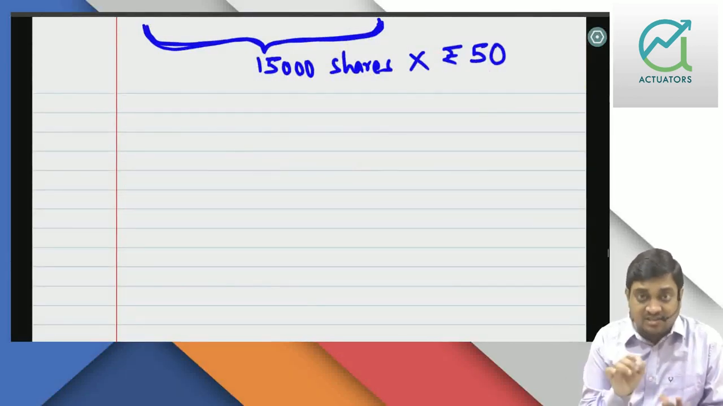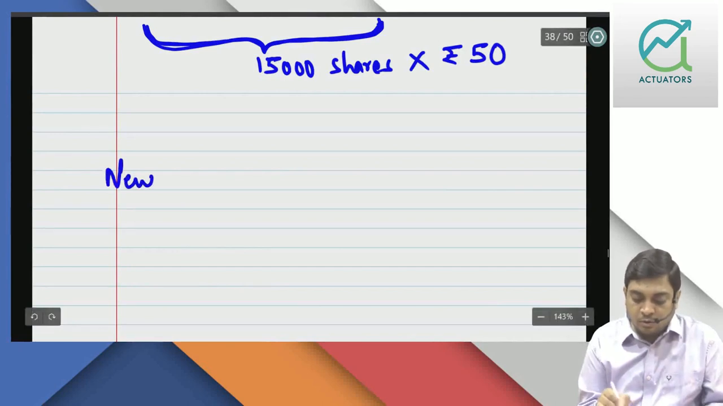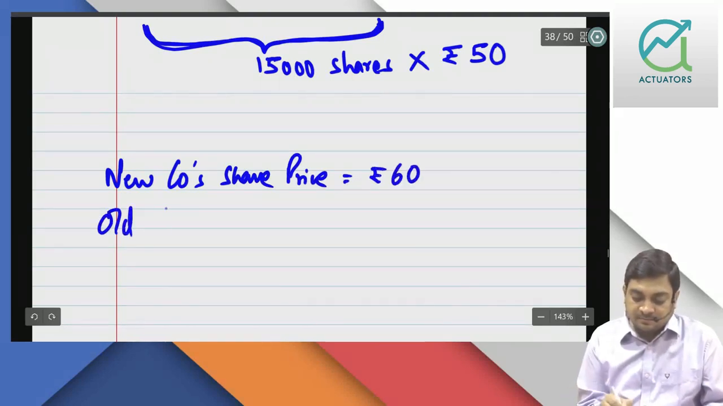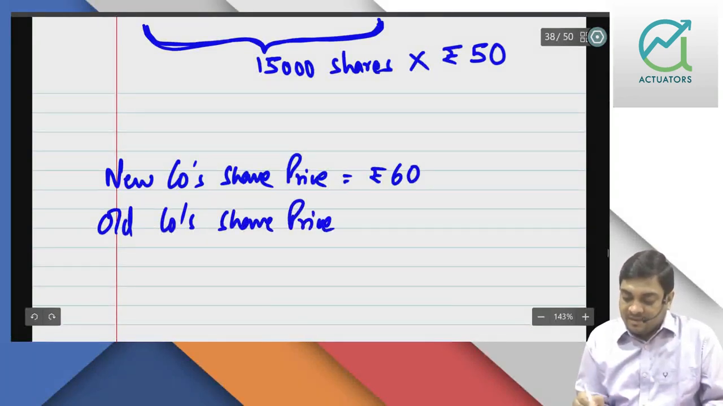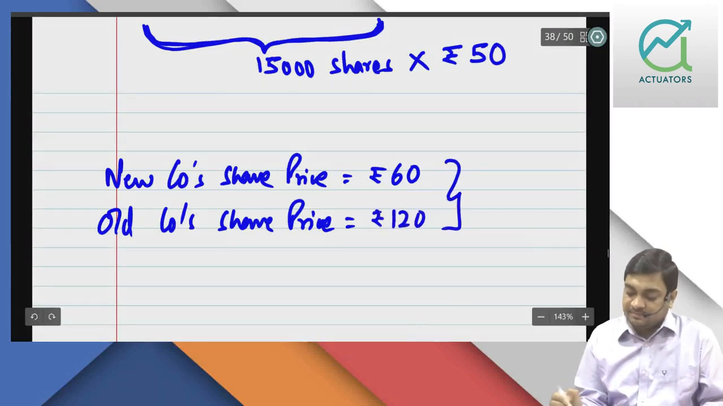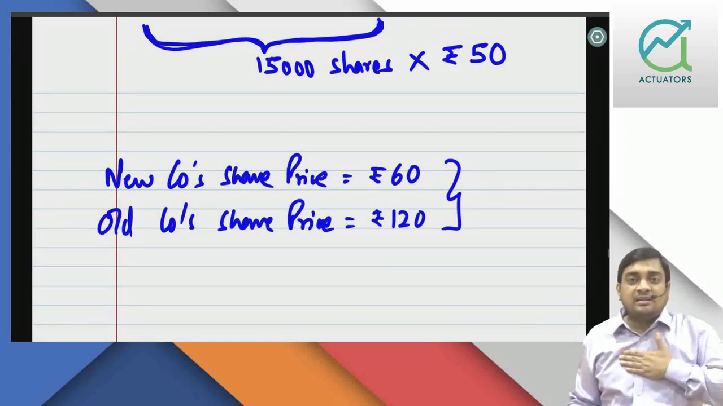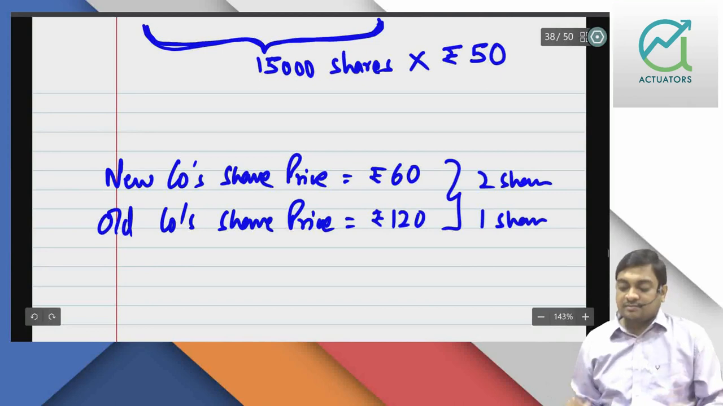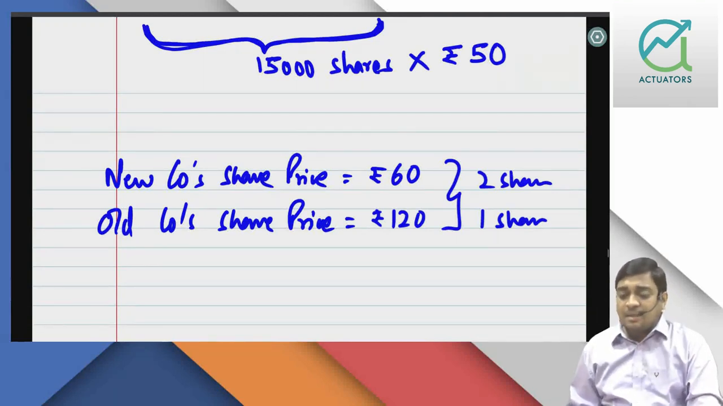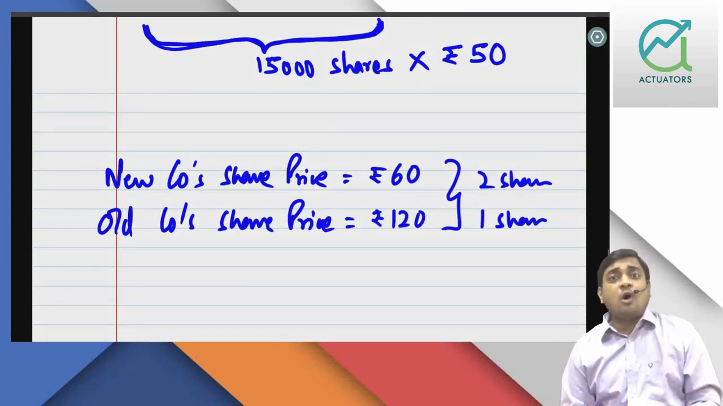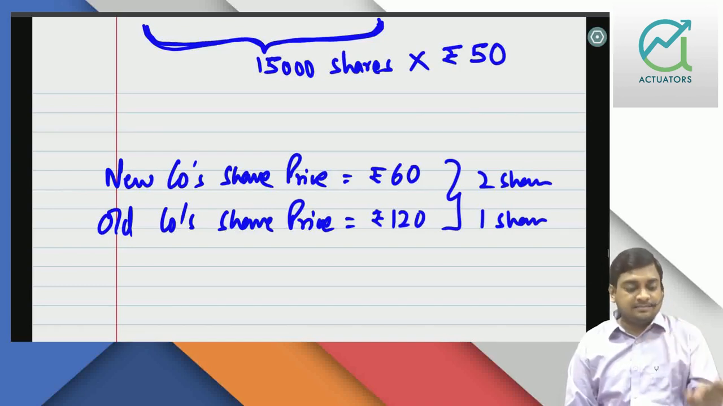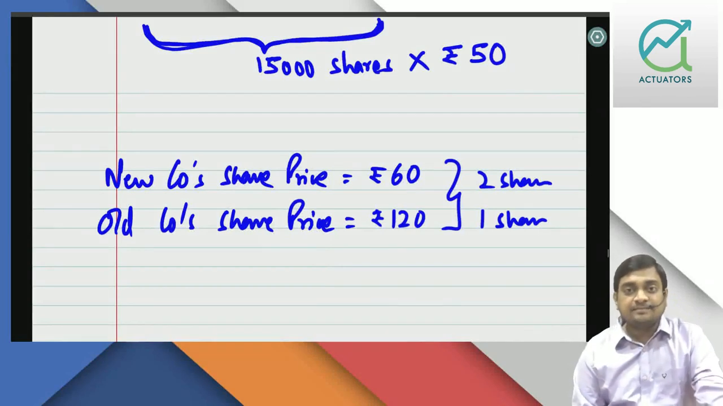In simple language you can understand, say for example, new company's share price is say 60 rupees and old company's share price is say 120 rupees. Just tell me, if I am the shareholder of old company and I have one share, then how many shares will I demand from new company? For my one share, I will demand two shares. As simple as that. Because I cannot compromise on my net worth. My net worth for one share is 120, so you have to give me equivalent to 120. Agreed or not? Sir, 100% agreed. Right?